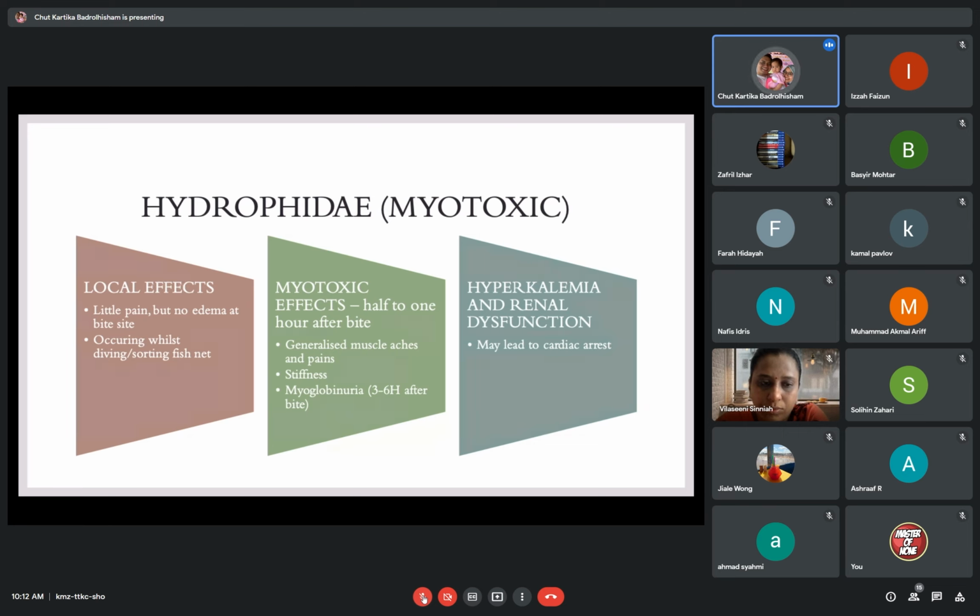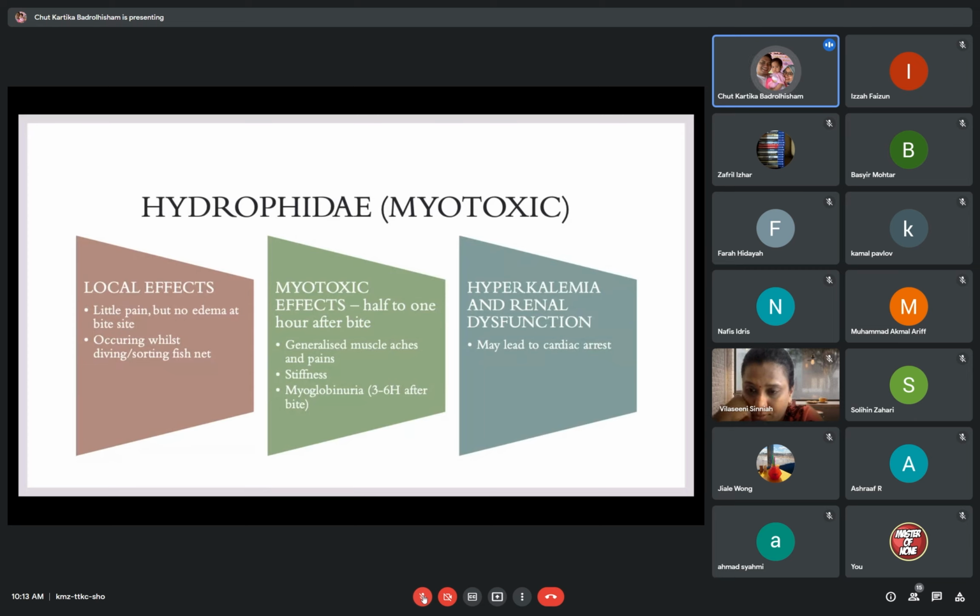Hydrophidae is most commonly myotoxic. It can also be neurotoxic; the patient may have ptosis too. But mainly it is myotoxic. For local effects, the patient is usually bitten by the snake but does not feel much pain. Little pain but no edema at the bite site. It usually happens to fishermen who are sorting fish nets and suddenly find a snake and get bitten, or to patients who go deep sea diving and get bitten.